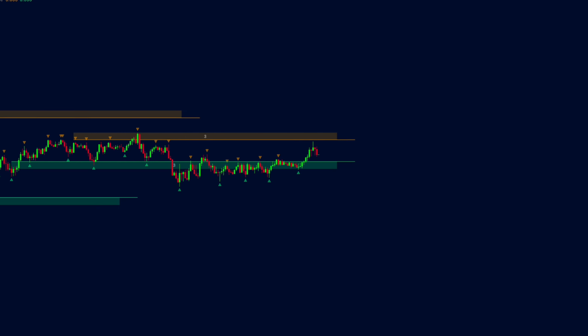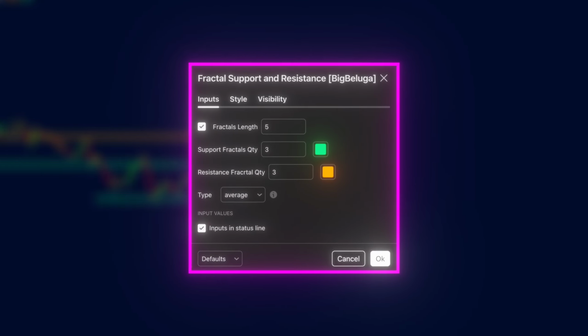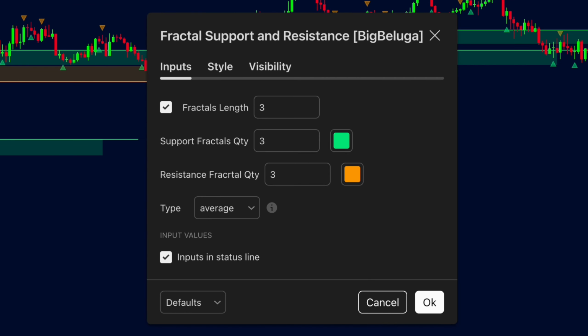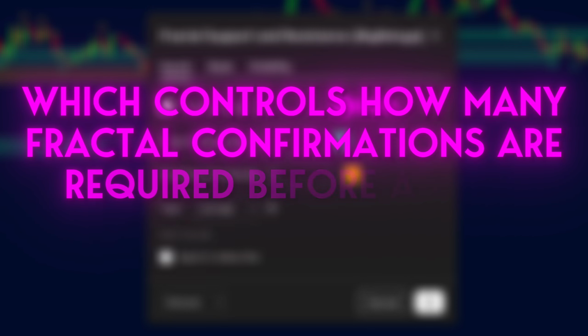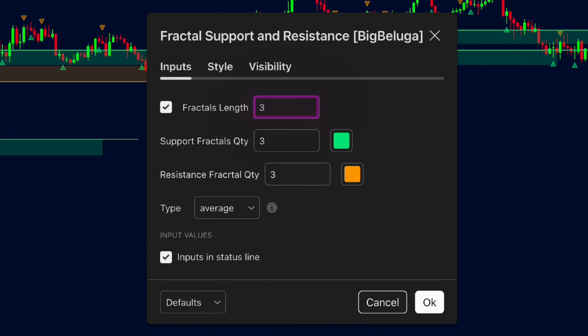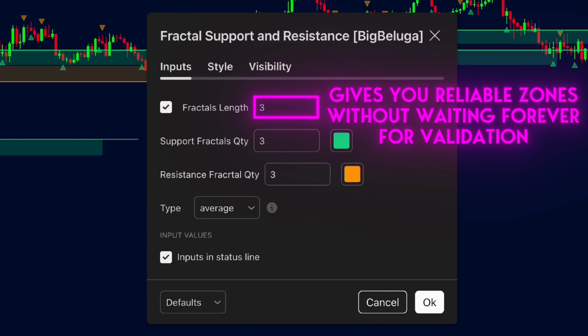Now, before I show you how to trade this special indicator, let's get your settings right. Double-click on the indicator to access the settings panel. You'll see the Fractals QTY setting, which controls how many fractal confirmations are required before a zone gets plotted. I found the default 3 a sweet spot for most markets, as it gives you reliable zones without waiting forever for validation.